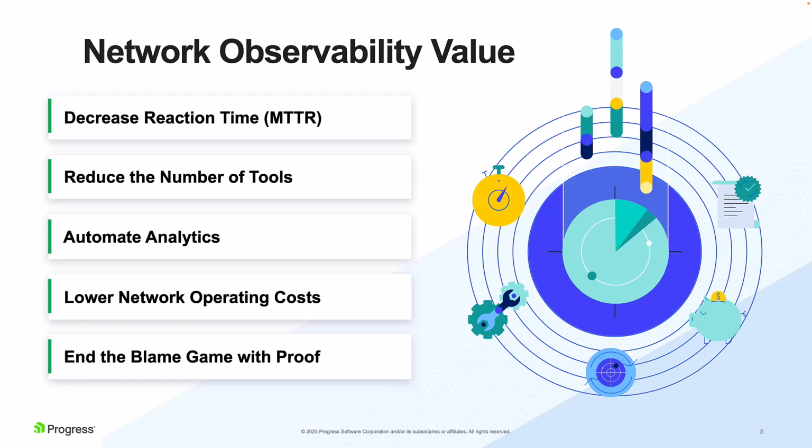Next up is automated analytics. Autonomous investigation of the root cause of operational issues saves hours or days. We also have the lowering of operating costs of network and application infrastructure, with enough trend forecasting for smooth future scaling. And then finally, the ability to end the blame game between departments by showing them proof of responsibility.